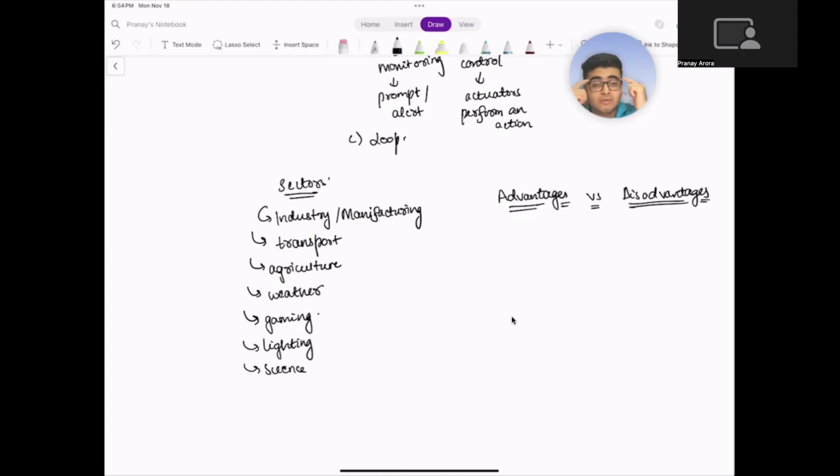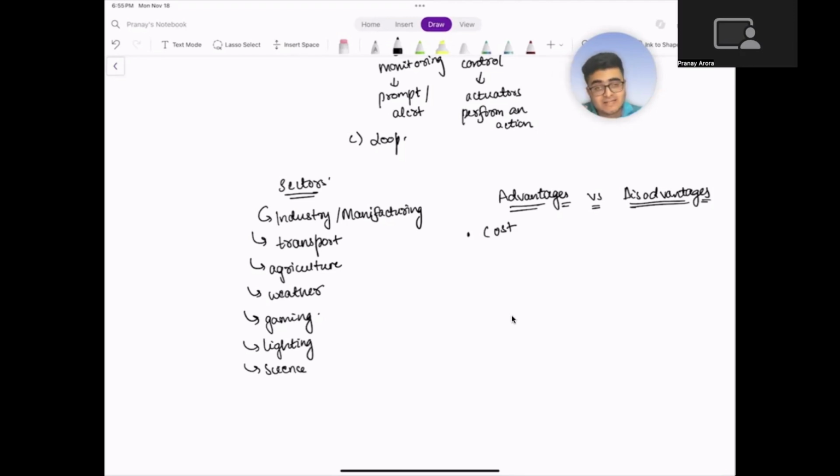Now this is where you use your critical thinking. Analyze the situation and you can think about the advantages and disadvantages yourself. What could be a general advantage? What could be a list of general advantages and disadvantages? We'll be discussing that, which you can use in all of these scenarios, based on the scenario obviously, but you can use it in all of these sectors that have been listed. So the first advantage is cost.